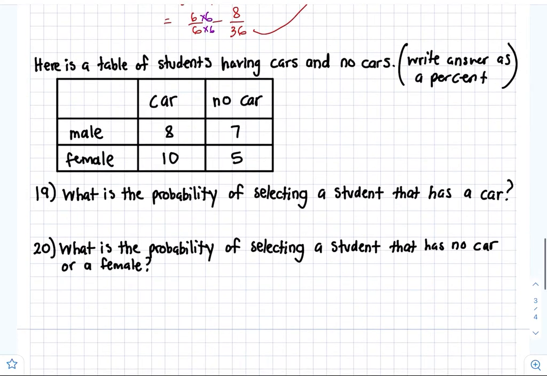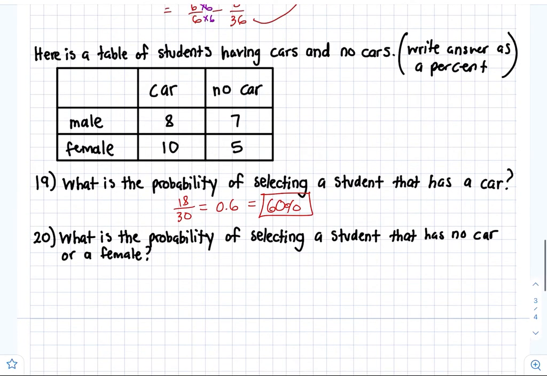And our last one, write the answer as a percent. So what's the probability of selecting a student that has a car? Well, here are the students that have a car, which is 18, out of the total students, which is 30. 18 divided by 30 is 0.6. If you move the decimal place 2 to the right, that's a 60% chance of selecting a student that has a car.